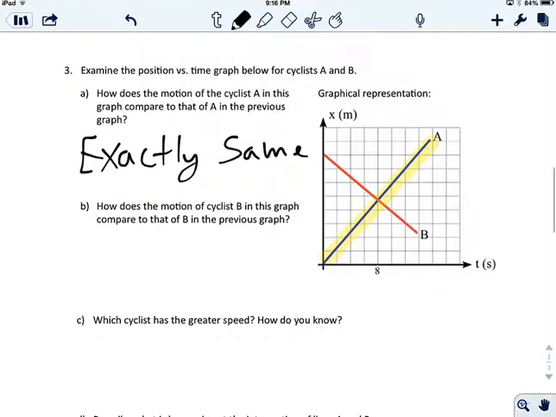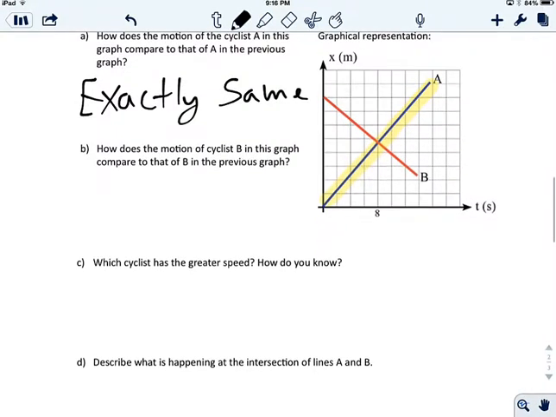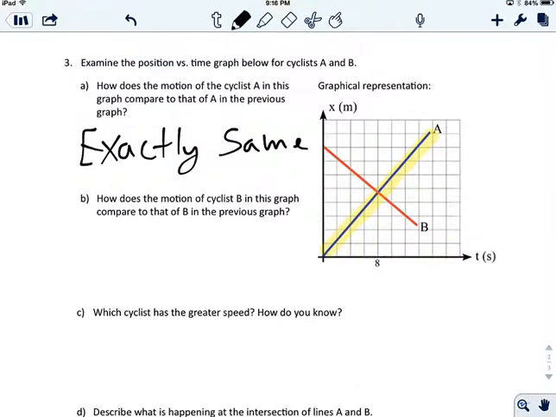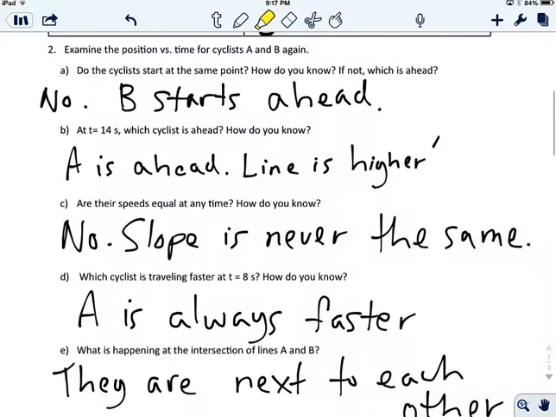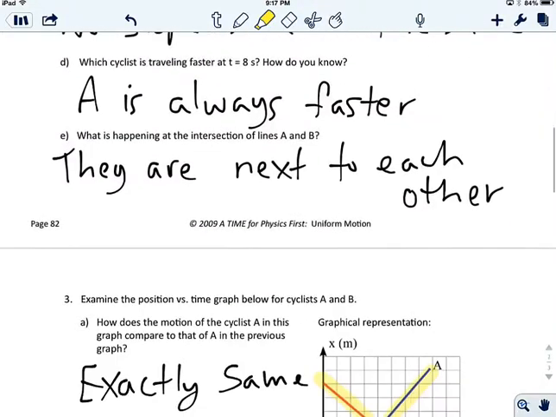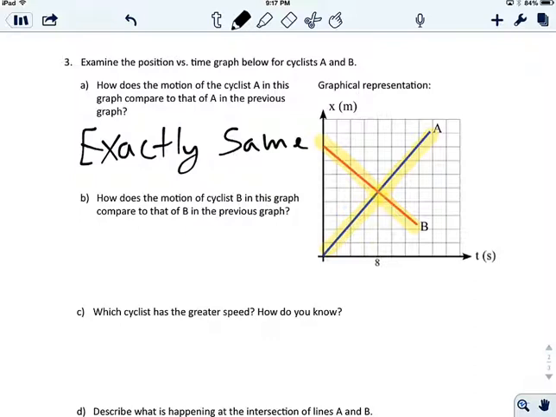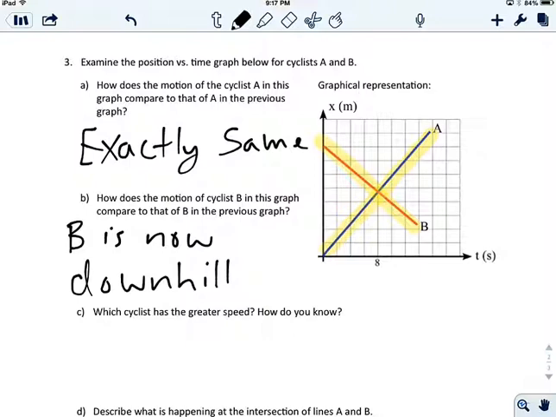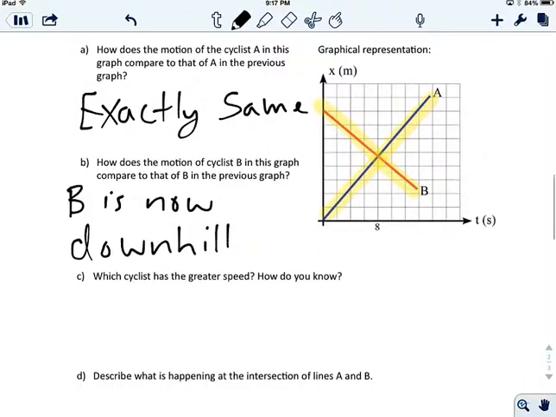How does the motion of cyclist B compare to that of B in the previous graph? Well, we see that B is going to be pretty different. So B here is actually going downhill, whereas B here went uphill. So that's a pretty big difference. So let's go ahead and write that in. The biggest difference here is that B is now downhill, and that's important.